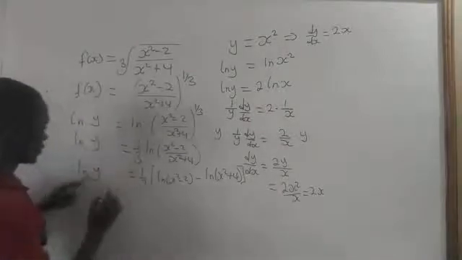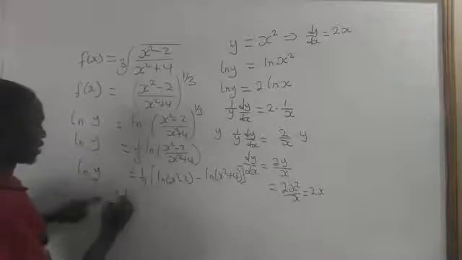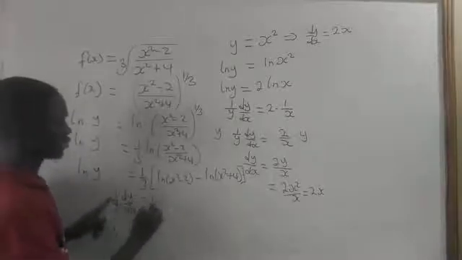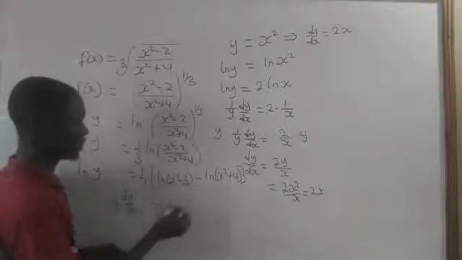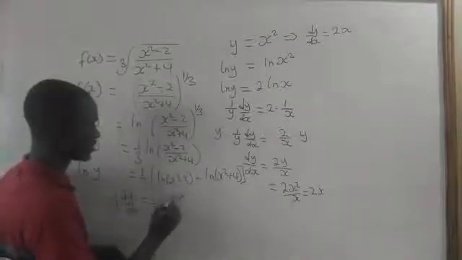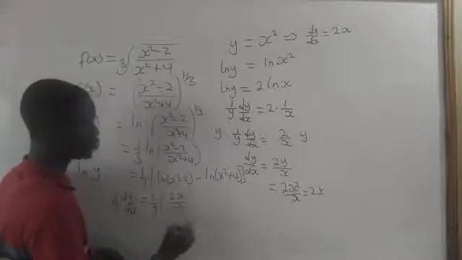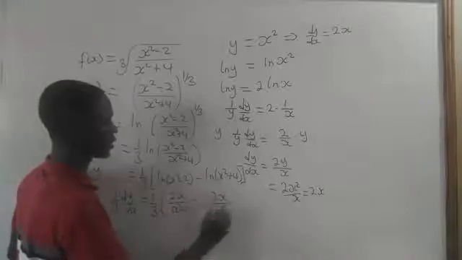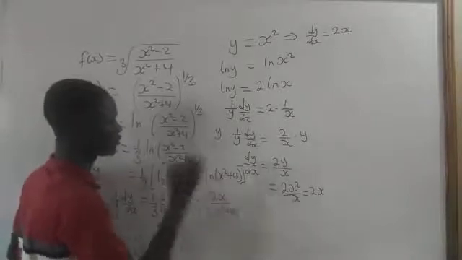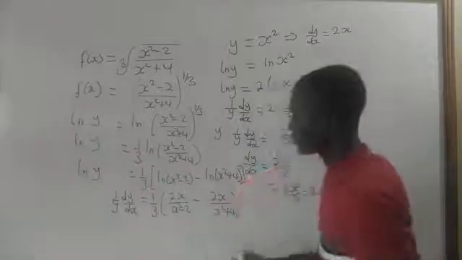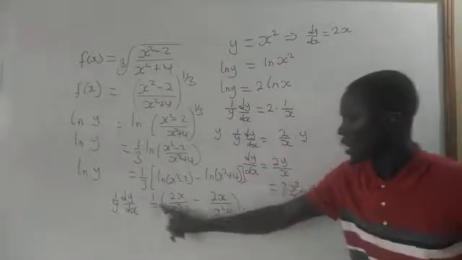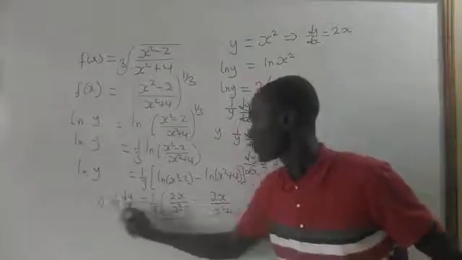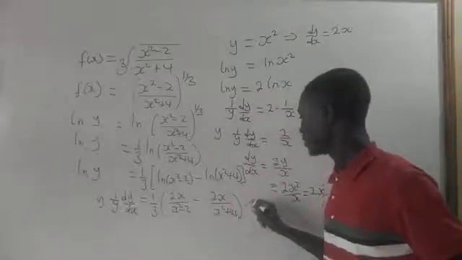So here, I'll have 1 divided by y, dy on dx, implicit differentiation, is equal to 1 out of 3. If you want to differentiate this, we have 2x divided by x squared minus 2 minus, if you want to differentiate this, 2x divided by x squared plus 4. Bam. Now, I'm going to multiply 2 by y. So I'm going to get here times y and here times y.